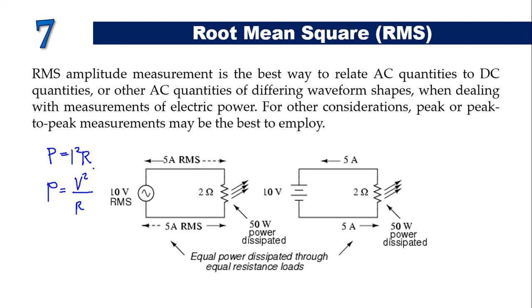RMS amplitude measurement is the best way to relate AC quantities to DC quantities, or to other AC quantities, even when the waveform shapes differ. When dealing with measurements of electric power, for other considerations we use peak or peak-to-peak measurements. But when power is the concern, the best to use is our RMS values.